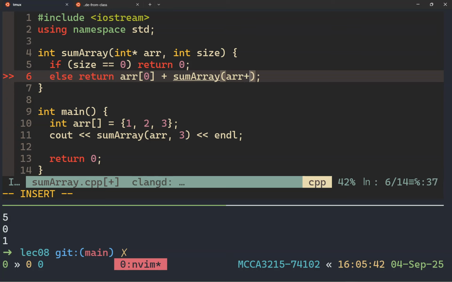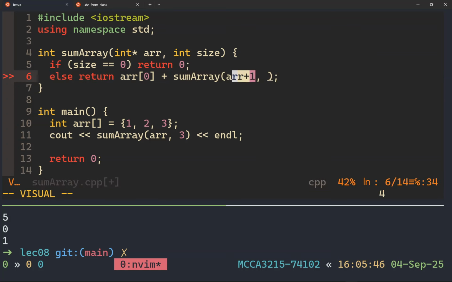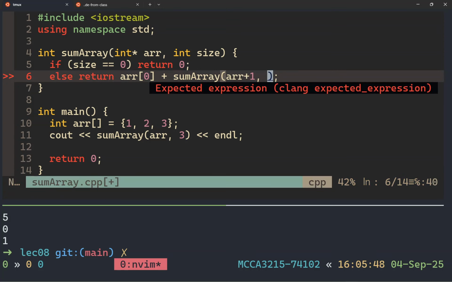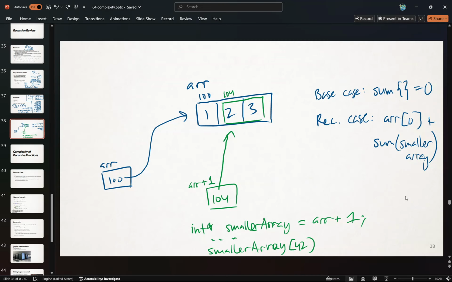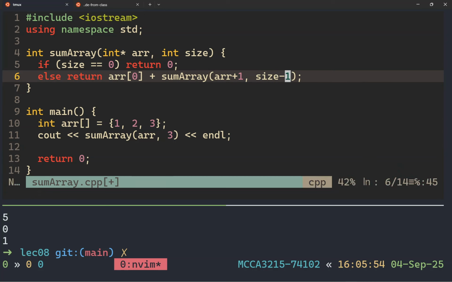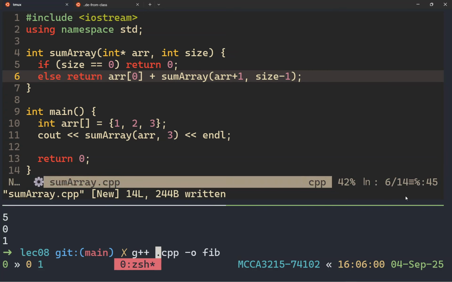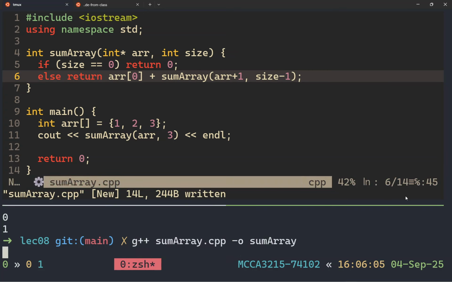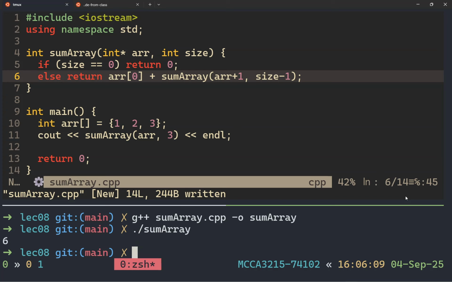All right. R plus 1 gives me the address of the next element over. That's the smaller array right there, R plus 1. And then how big is that smaller array? It's 1 smaller than the one I've got. Size minus 1 is its size. Does that call make sense to us? It's a little weird looking, but that will give us what we need. And there, yeah, 6. 6 is the answer. Lovely.